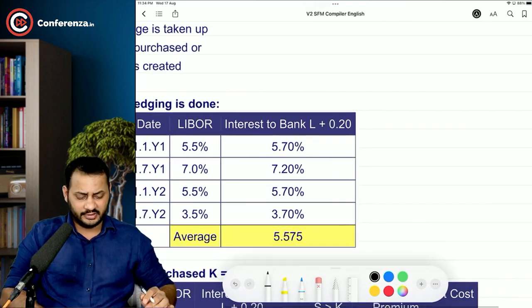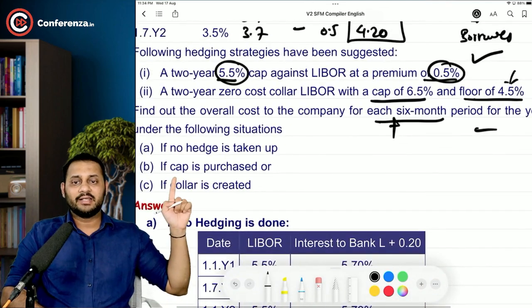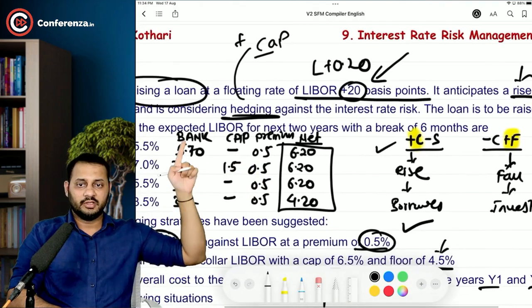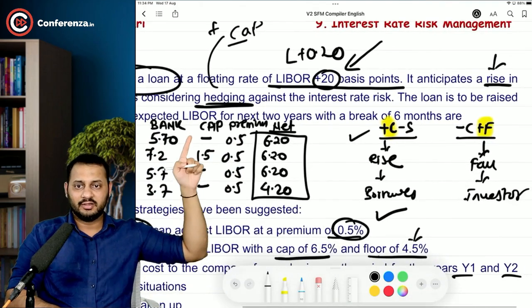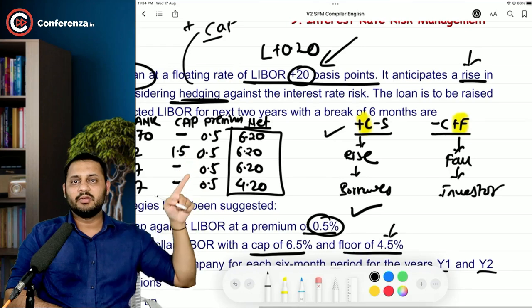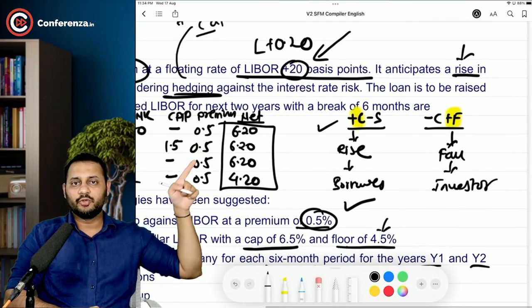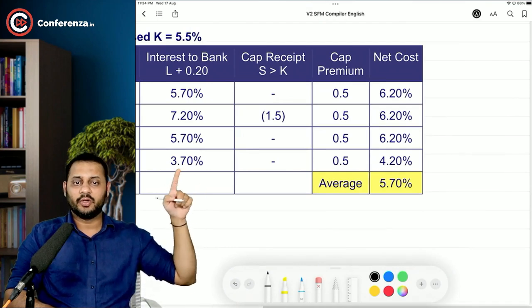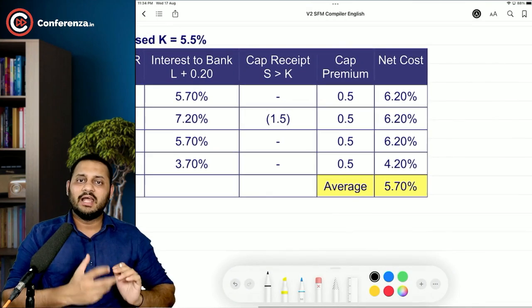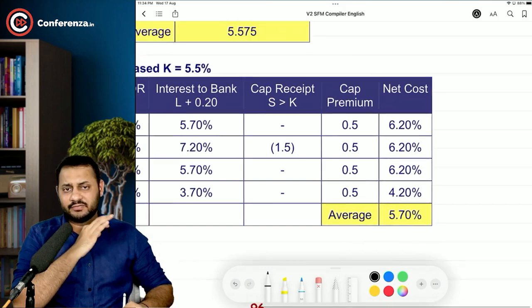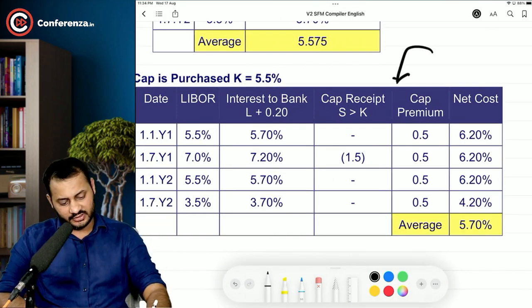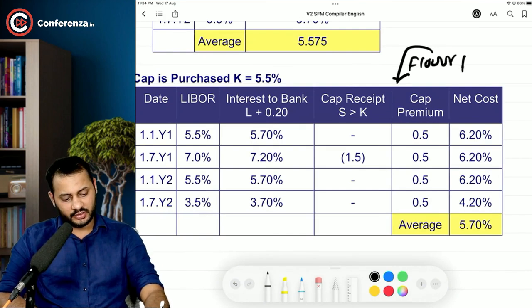Need not be taken. Second, if you buy the cap option, this is going to be your cash flows, net cost. The interest that you will pay to the bank, receipt from the cap, and the premium that you paid: 6.2, 6.2, 6.2 and 4.2. What will happen in the last part? It's very simple, sir. Just add one more column in between, which will be the floor payment.